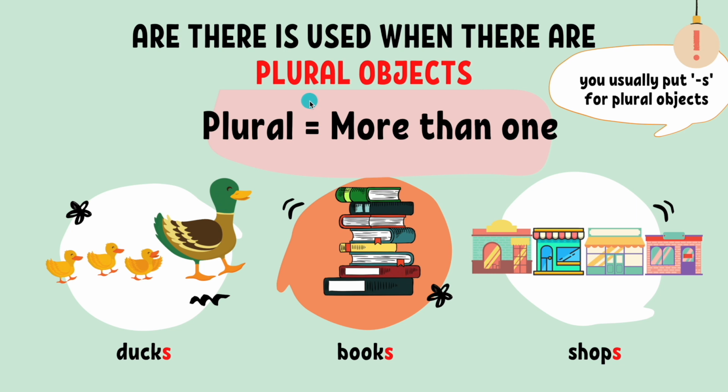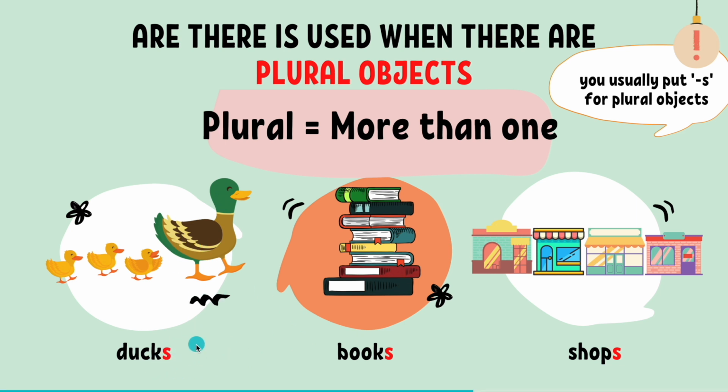Okay, macam yang kita dah belajar on our last lesson. We've learned this one for our previous lesson. Plural here means more than one. Lebih daripada satu. 2, 3, 10, 100, 1000. Anything that is more than one is considered as plural objects. Okay, now another way for you to know whether or not it is a plural object is usually for plural objects, you will put S at the end of the word.